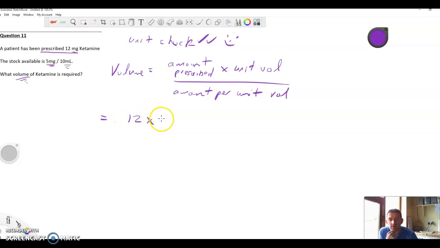The unit volume there is 10. All over the amount per unit volume, there's 5 in every unit. The amount is 5 milligrams in every unit. So that gives us 120 on top over 5.